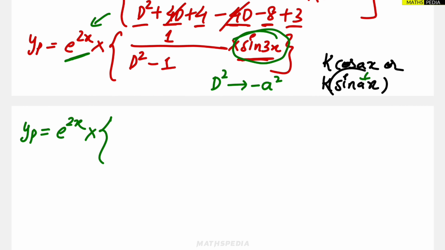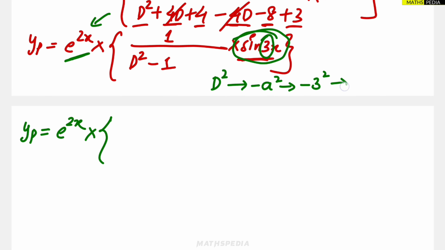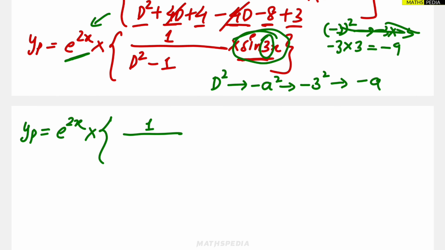In that, the a term here is 3, so I have to substitute minus 3 square, right? What is the minus 3 square value? Minus 3 square value is minus 9. See, minus 3 into 3 is minus 9. It is not minus 3 the whole square; minus 3 the whole square is minus 3 into minus 3. It is not that. It is minus a square. That's why it is minus 9. Now substitute in place of D square. So it will be 1 divided by, in place of D square, I'll substitute minus 9, minus 1, into sine 3x as it is.